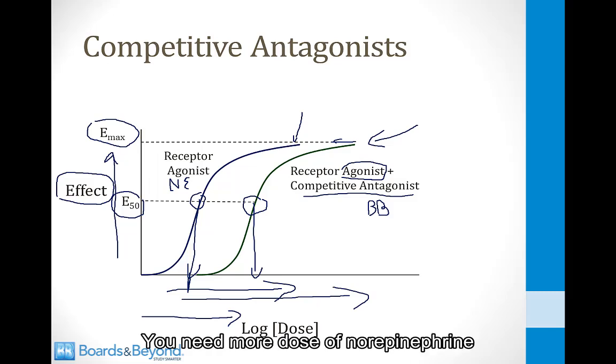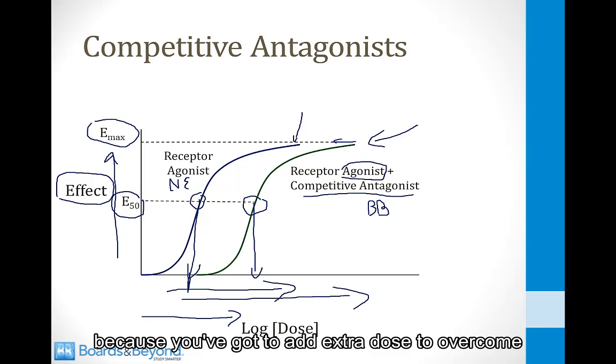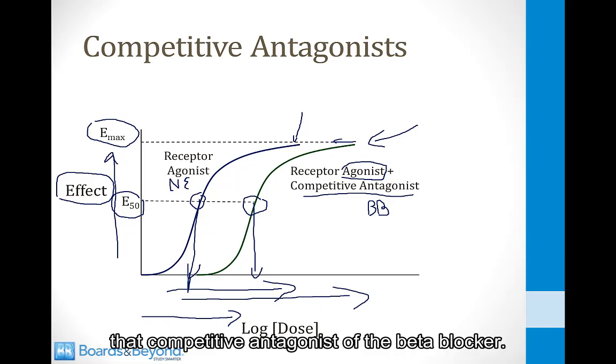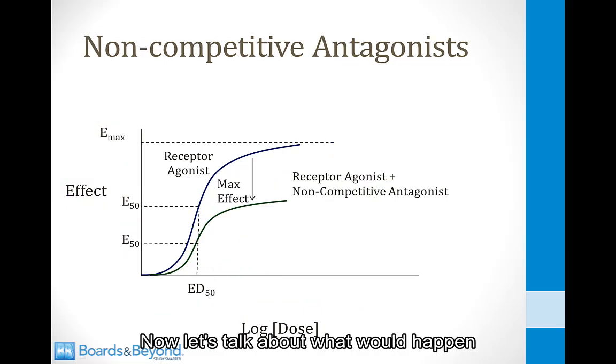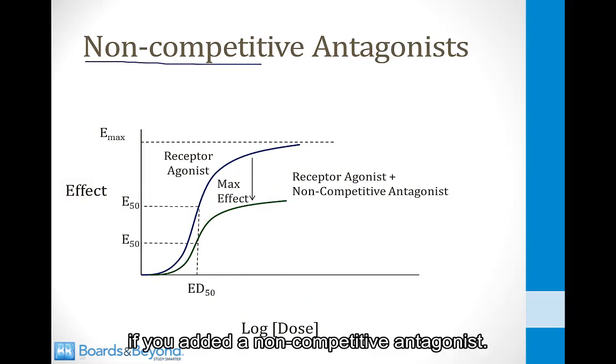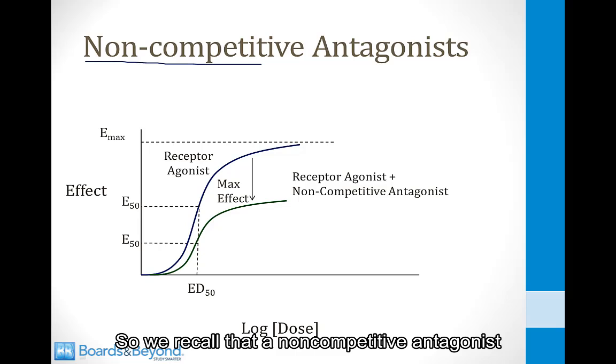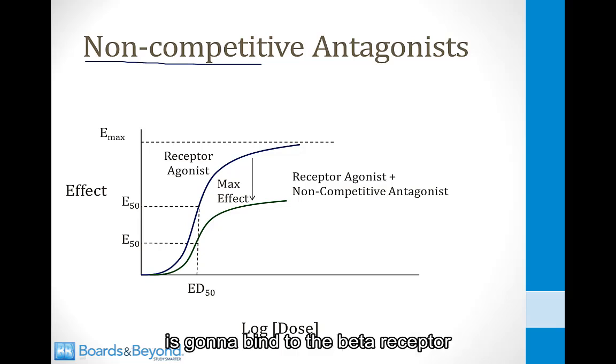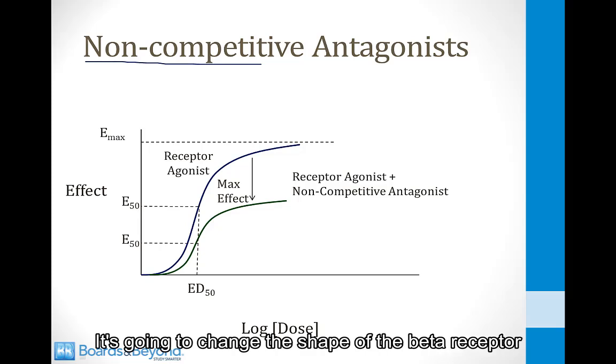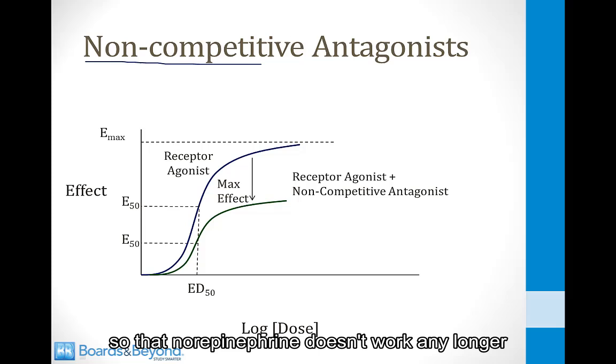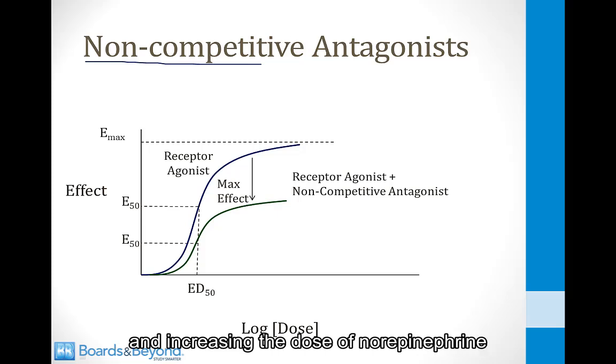You need more dose of norepinephrine in order to achieve 50% of the max effect because you've got to add extra dose to overcome that competitive antagonist of the beta blocker. Now let's talk about what would happen if you added a non-competitive antagonist. Recall that a non-competitive antagonist is going to bind to the beta receptor at a different site from norepinephrine. It's going to change the shape of the beta receptor so that norepinephrine doesn't work any longer, and increasing the dose of norepinephrine cannot overcome this effect.